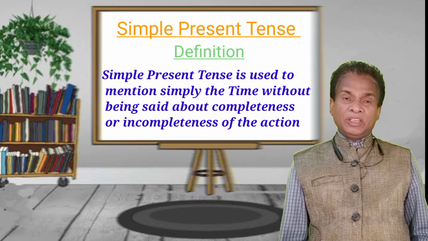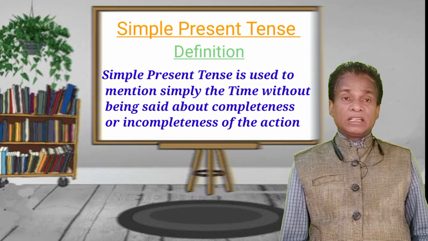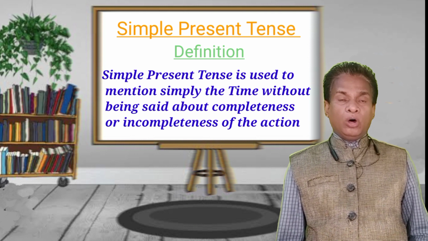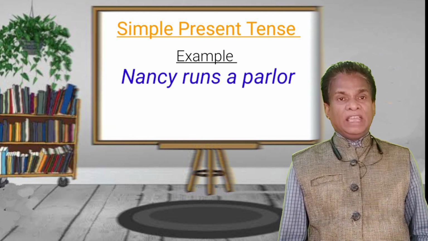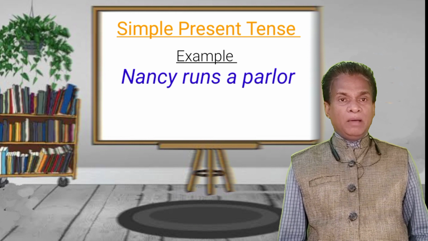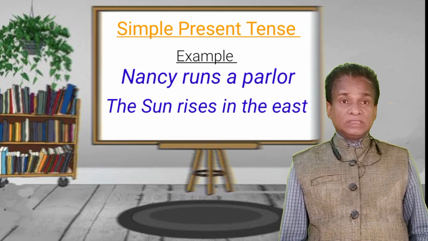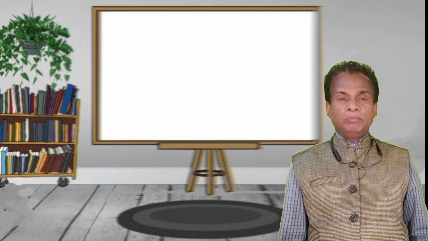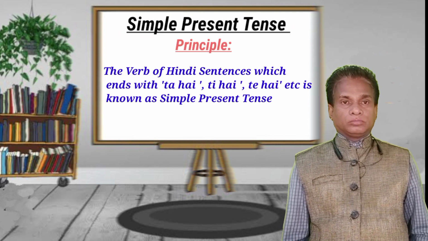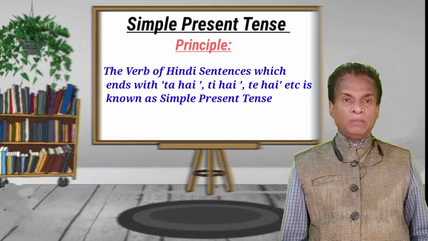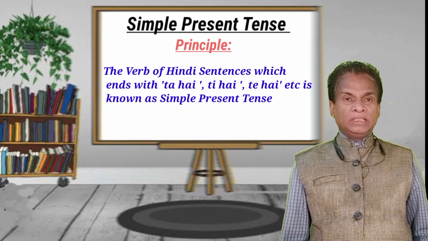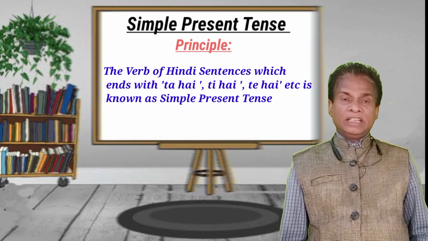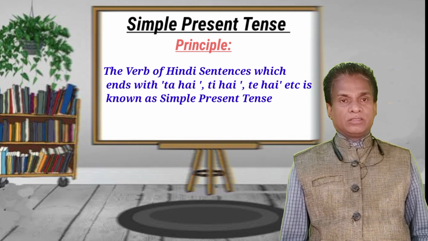Simple present tense is used to mention simply the time without being said about completeness or incompleteness of the action. Example: Nancy runs a parlor. The sun rises in the east. These sentences are in simple present tense. Principle of simple present tense: the verb of a sentence which ends with "ta hai, ti hai, te hai," etc. is known as simple present tense.